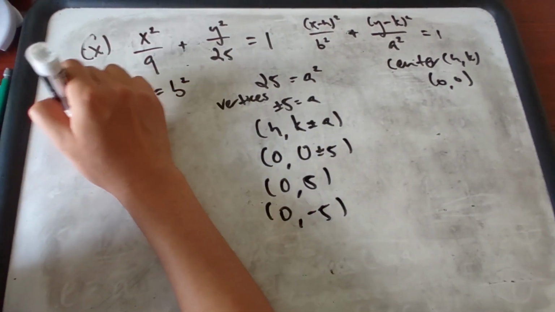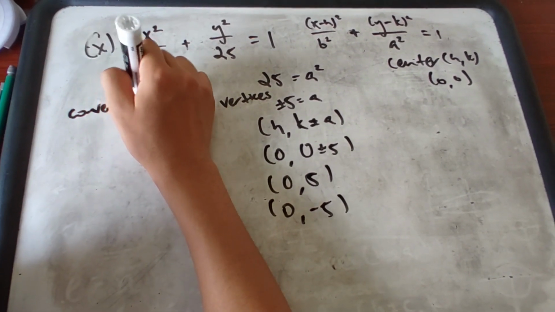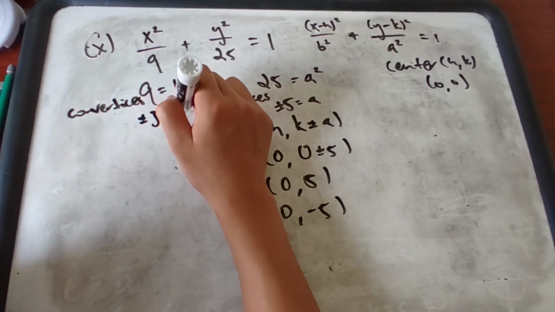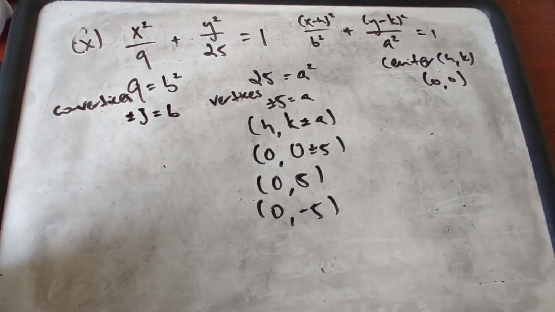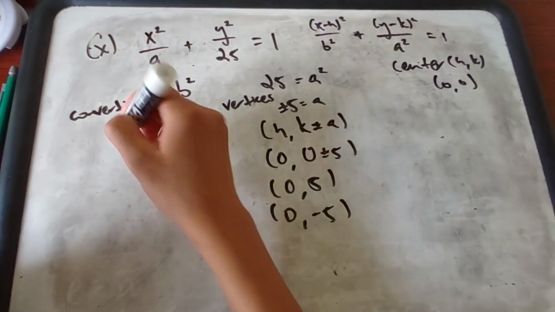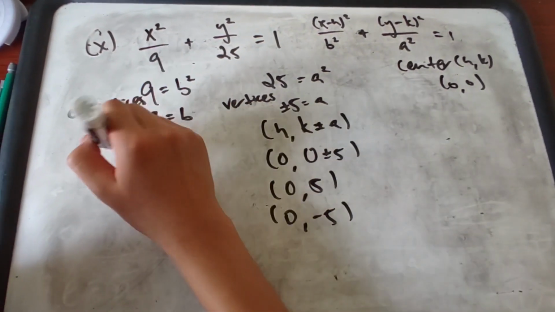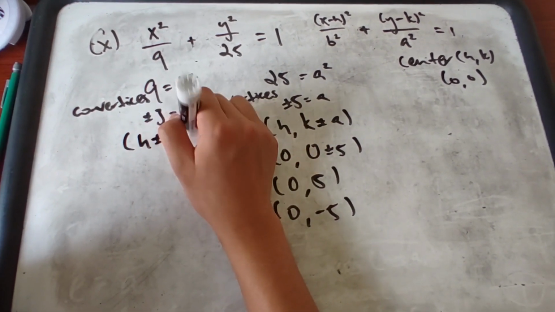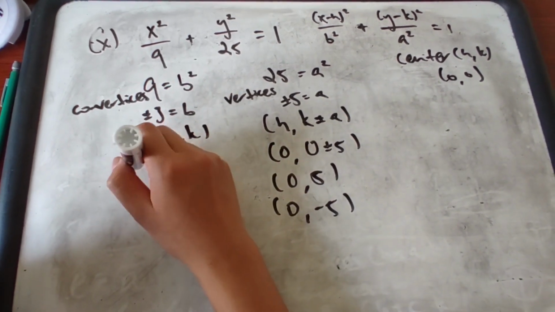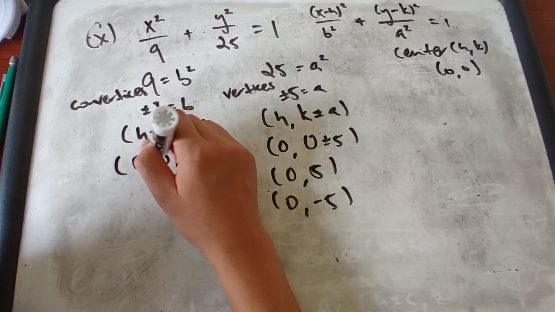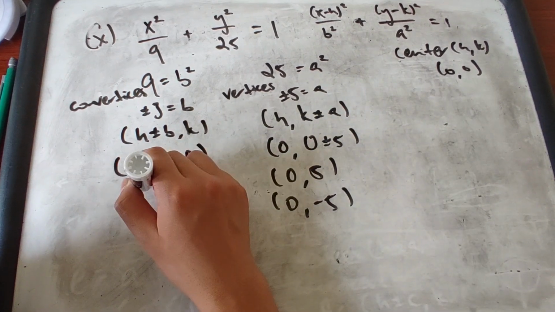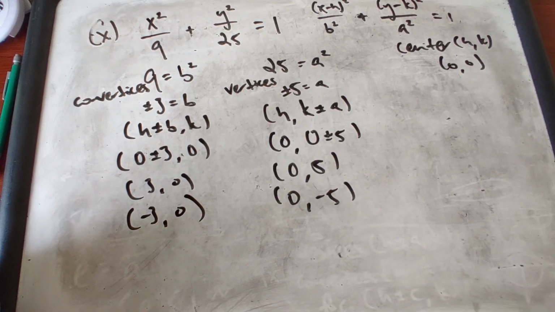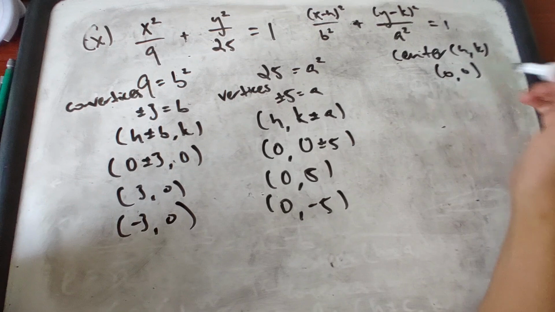And we do the same here for the co-vertices. The square root of 9 would be plus or minus 3, and that would be the value for b. And because b is correlated to the x values, the x values would change. So it would be h plus or minus b comma k. And this would be 0 plus or minus 3 comma 0, so 3 comma 0 and negative 3 comma 0 for the co-vertices points. Now let's take a look at the foci.